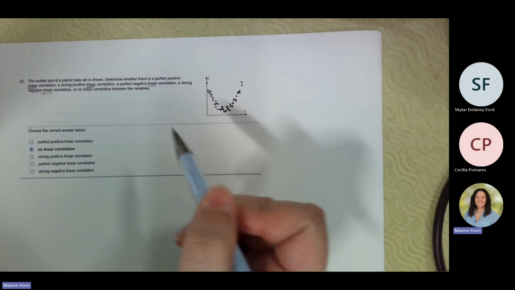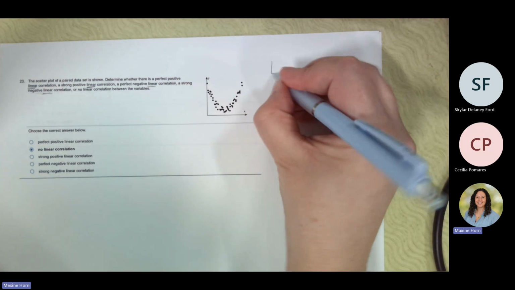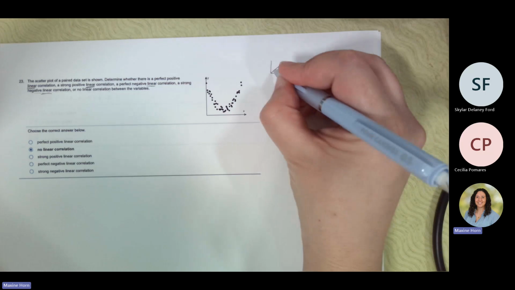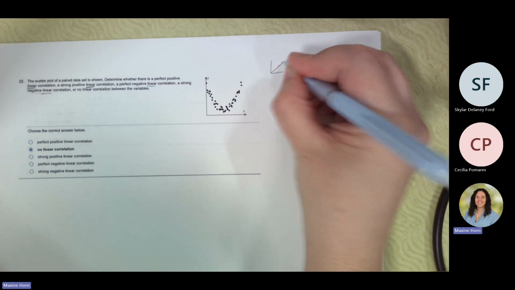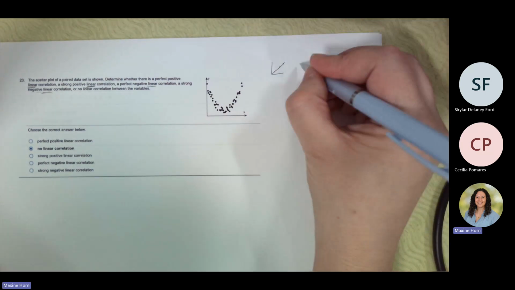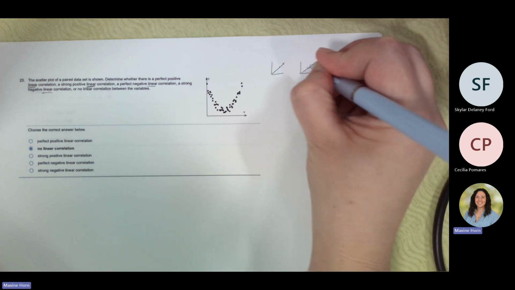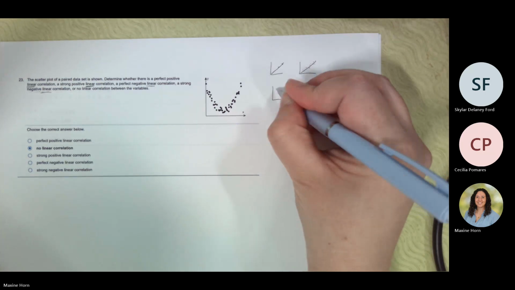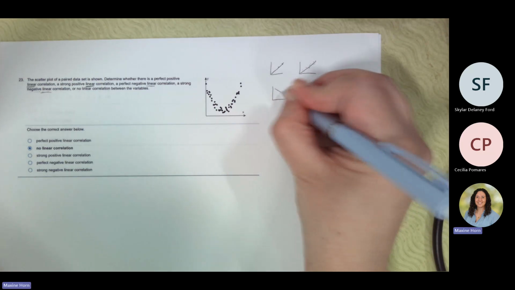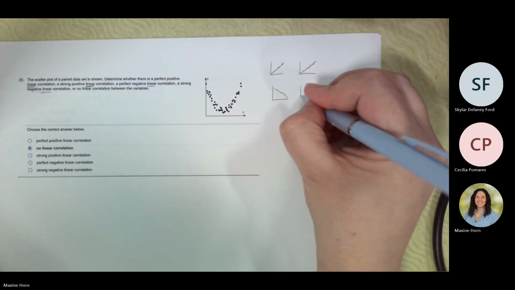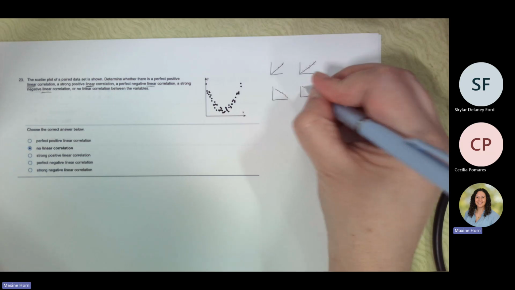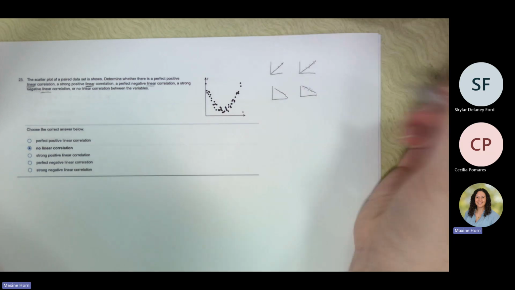So real quick, let's just talk about what they are talking about there. Perfect positive linear correlation would be the dots are exactly on the line, whereas a strong positive linear correlation, they're pretty close. Perfect negative is the dots are all exactly on the line. Strong negative is the dots are pretty close to the line.